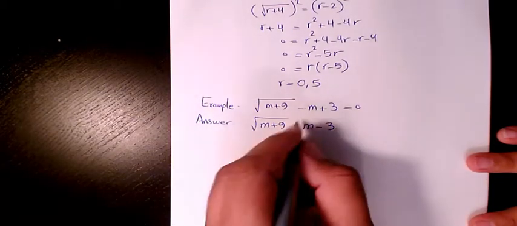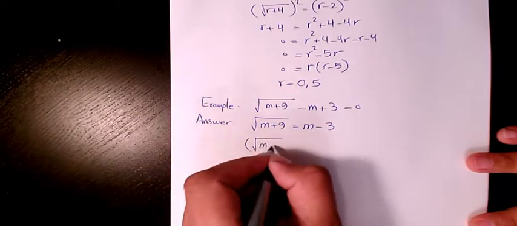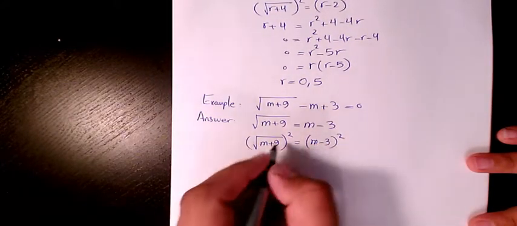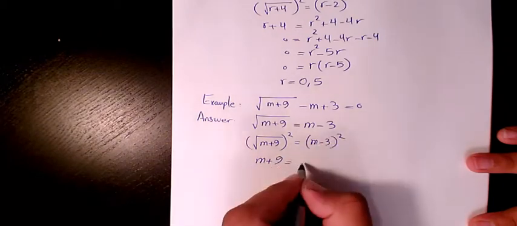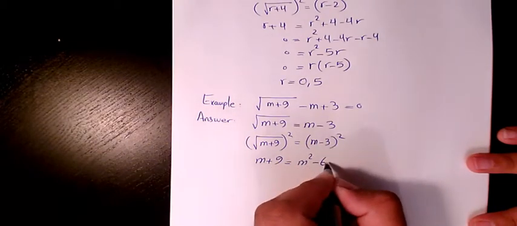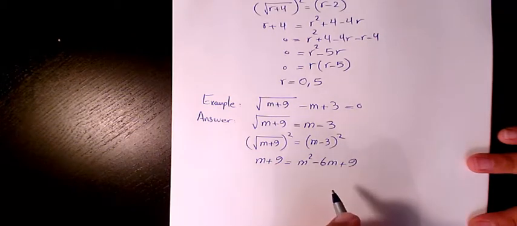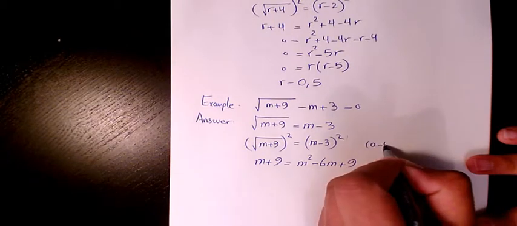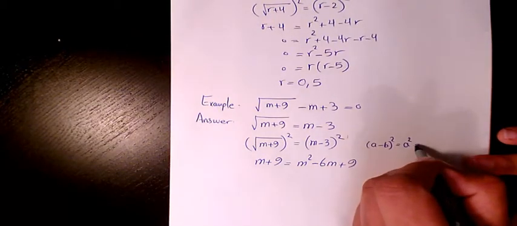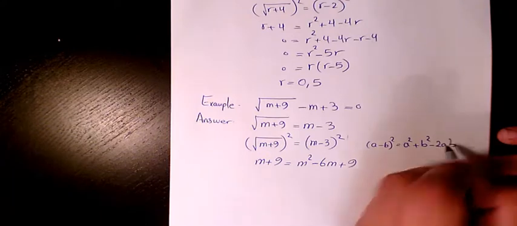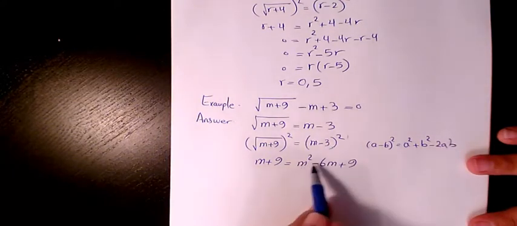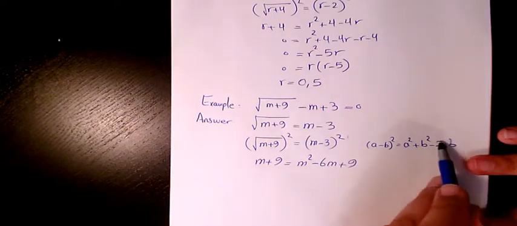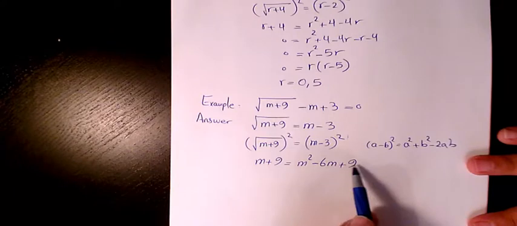Then you square both sides. Square root of m plus 9 squared, m minus 3 squared. It's going to be m plus 9, and here we have m squared minus 6m plus 9, based on the binomial expansion. You know, a minus b squared is going to be a squared plus b squared minus 2ab. That's exactly the same thing here. m squared, negative 3 squared, which is 9, and negative 2ab, which is going to be negative 6m.